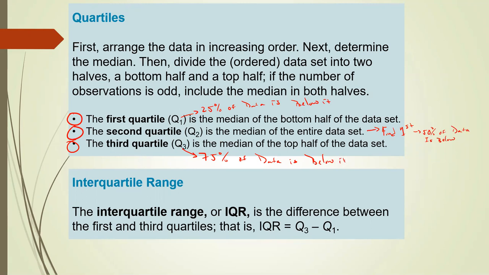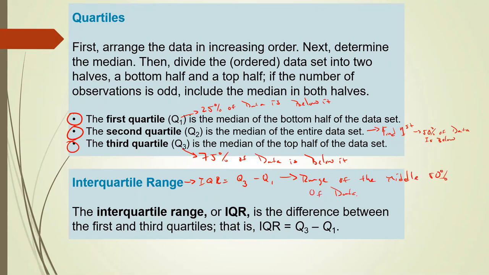So once you find the quartiles, you're able to find this thing called the interquartile range, or IQR. All the IQR is, it's the difference between the first and third quartiles. So the IQR, as you can see here, I'm just going to rewrite it. It's just Q3, the third quartile, minus Q1. So what this number is, it's the range of the middle 50% of data. That's what the IQR does.